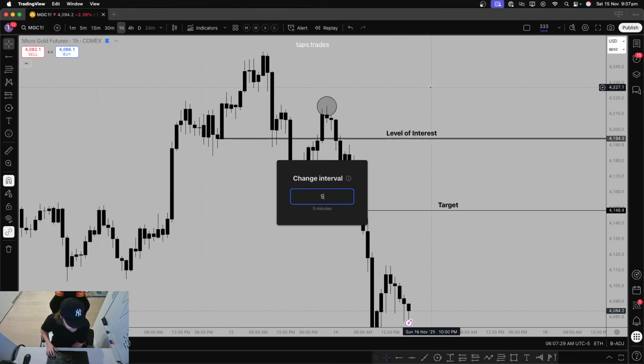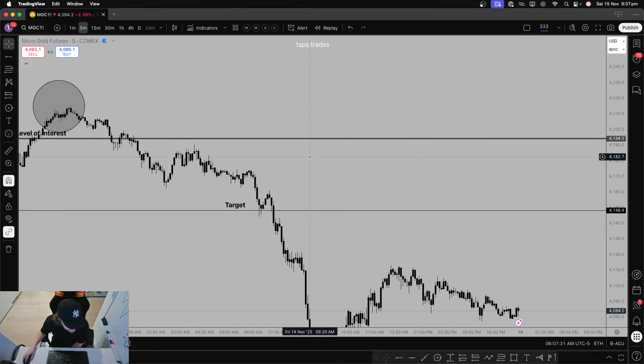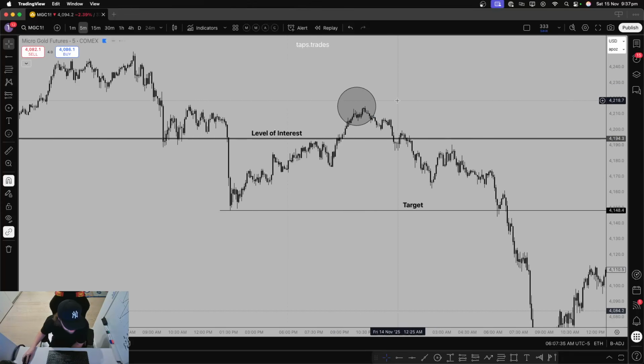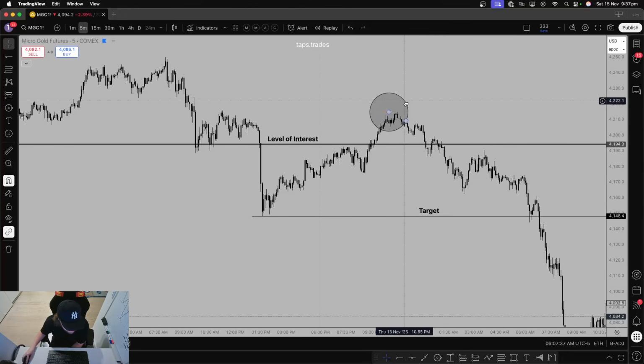So let's go to the 5-minute time frame in this case, and oh wow, that's massive. But you can see what I mean. So that's the area where I marked out. So we're going to focus on that.